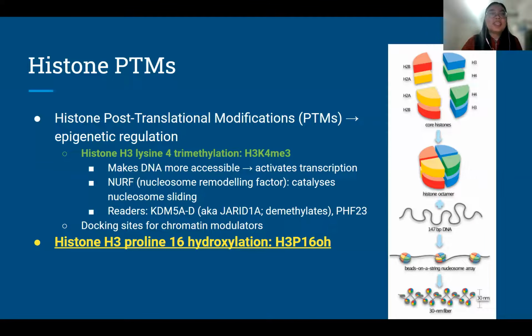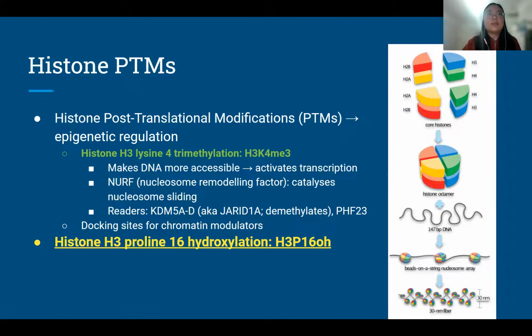that means the trimethylation does, is to make the DNA more accessible, because it interacts with the nucleosome remodeling factor, which is some kind of chromatin remodeling factor that will catalyze the nucleosome sliding. It basically makes more DNA exposed and enables the binding of RNA polymerases and activates transcription of these genes.